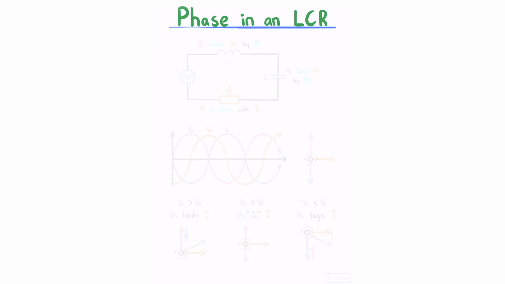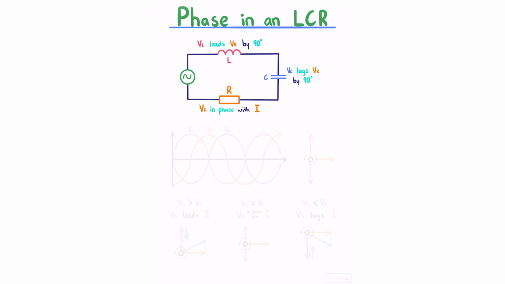Phase in an LCR. In an LCR circuit with a power source, our inductor voltage leads our resistor voltage by 90 degrees, our capacitor voltage lags the resistor voltage by 90 degrees, and our resistor voltage is in phase with the current. Let's now picture this on a graph.